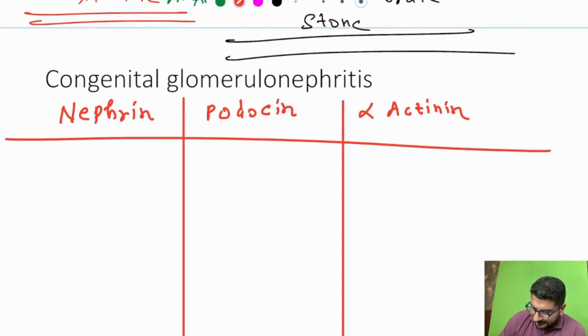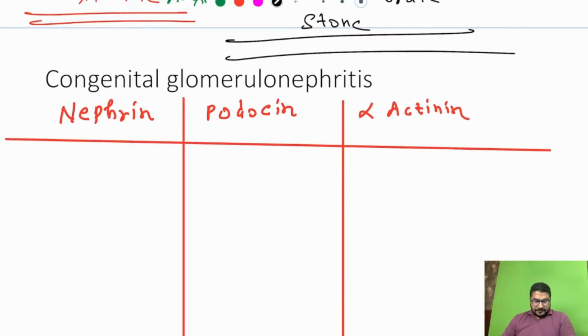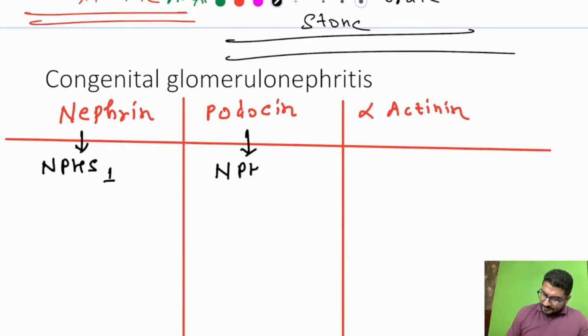Nephrin, podosin, alpha-actinin. Now understand this, just try to understand this nephrin. This nephrin is made up of a gene. The gene for nephrin is called NPHS1 gene. Podosin is made up of a gene. This gene is called NPHS2 gene. Alpha-actinin will have a gene TRPC6.